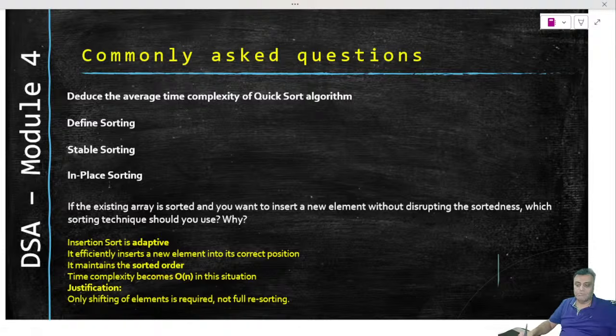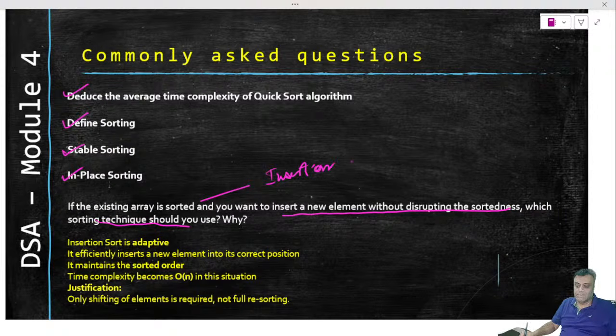Deduce average time complexity, we have done it. Define sorting. Sorting is what? Arranging elements in ascending or descending order. That's all. That is the definition of sorting. Stable sorting we know. In place sorting we know. If the existing array is sorted, you want to insert a new element without disrupting sortedness. What technique would you use? We have already discussed that, insertion sort.